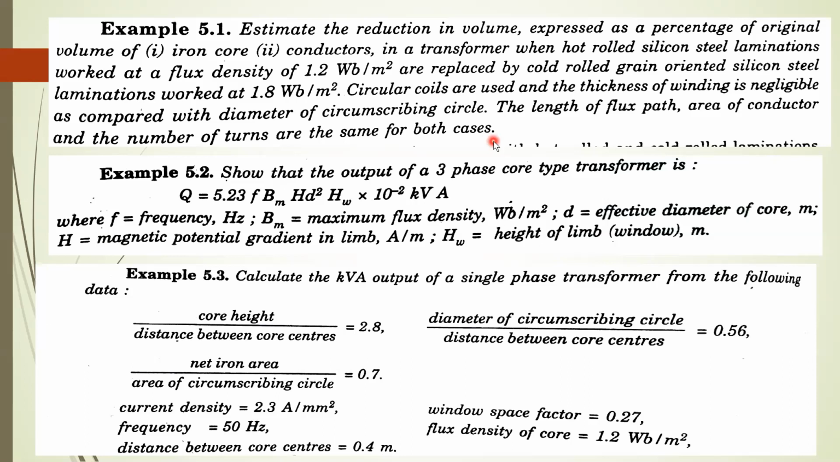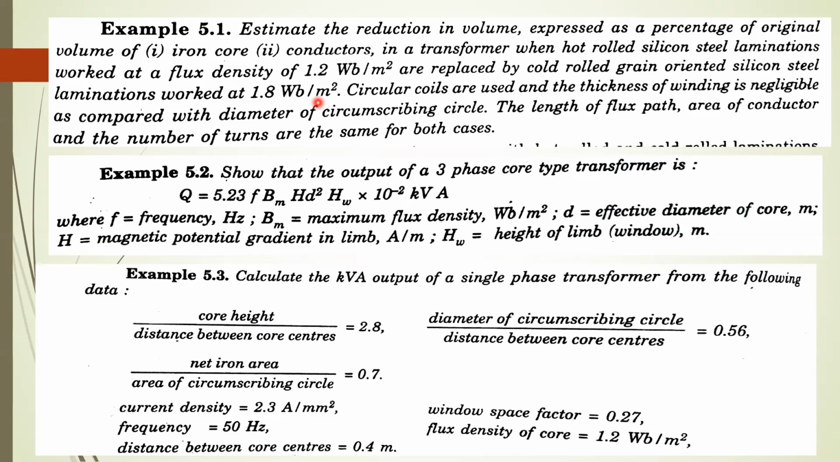Okay, right. So what they are asking in this question is that you have a transformer which is having a hot rolled silicon steel lamination with a flux density of 1.2 Weber per meter square. And we are replacing the core with the CRGO silicon steel lamination which is having a flux density of 1.8 Weber per meter square.